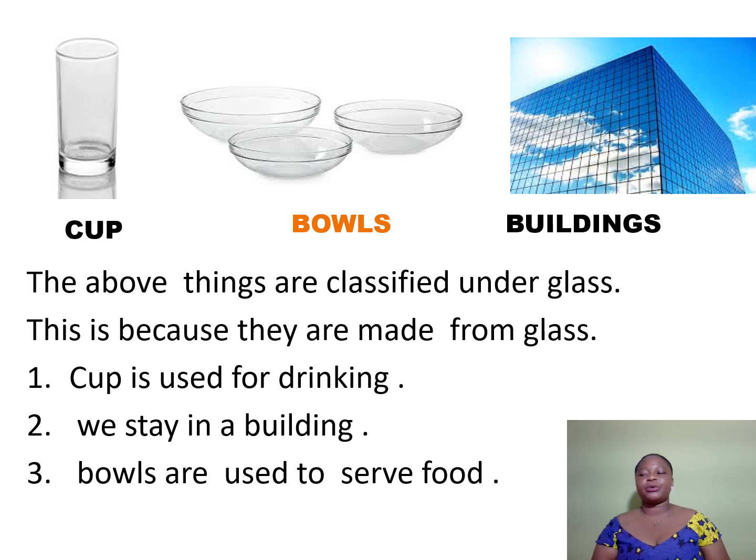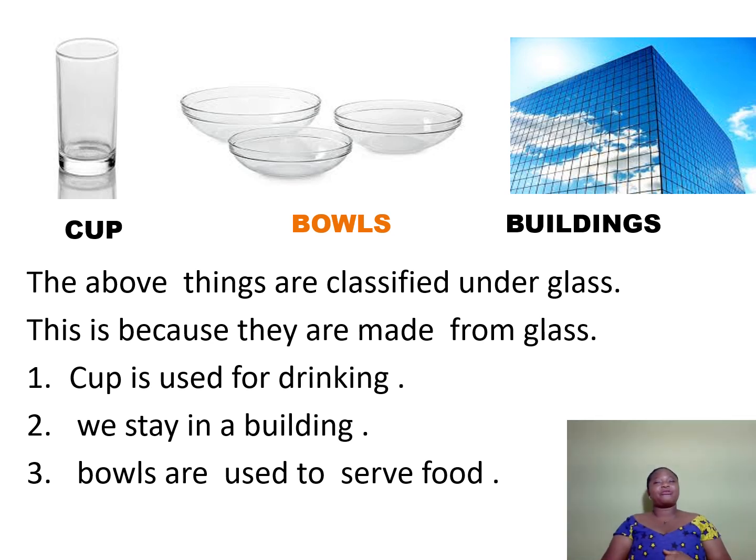We have a glass cup. We use it to drink water. A glass bowl and then a glass building. This is because they are all made up from glass. So one, cup, let's look at their uses, okay? The cup is used for what? Drinking. As we saw in our previous slide, we saw what?